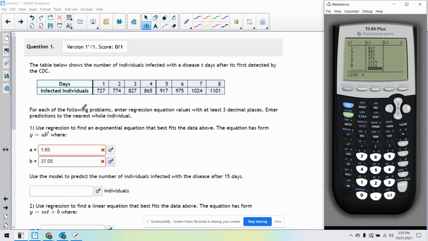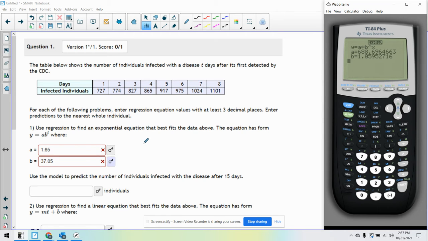Okay. So now it says for each of the following problems, enter the regression equation values with at least 3 decimal places and enter predictions to the nearest whole individual. So this says find the exponential regression. So once I have everything in the list, I'm going to go back to stat, and now I'm going to calculate something based on my list. And I'm going to scroll down until I see exponential regression, which is option 0. X values are coming from L1, Y values are coming from L2. I'm going to hit calculate.